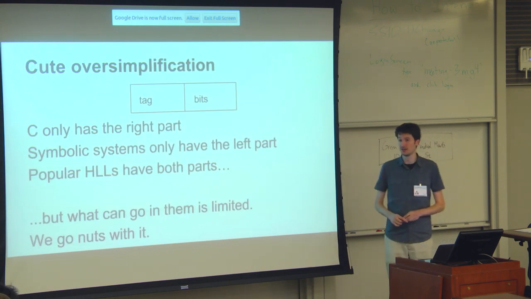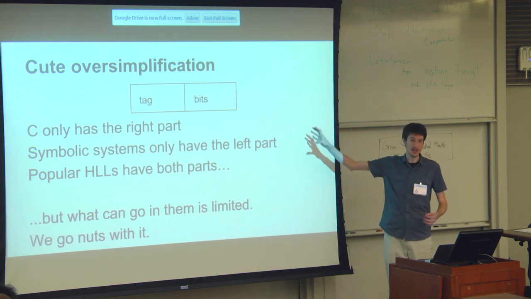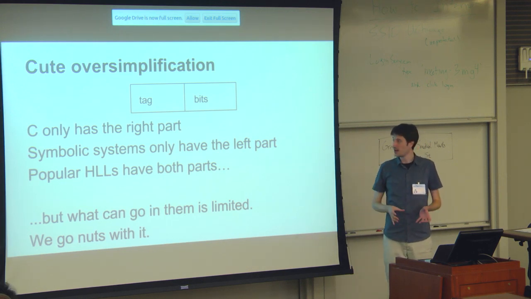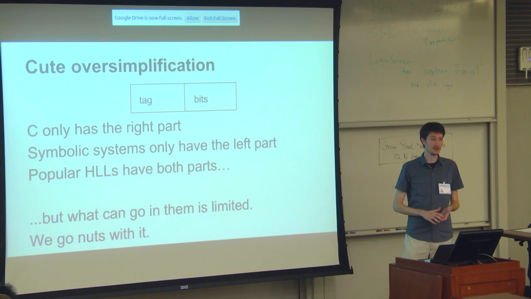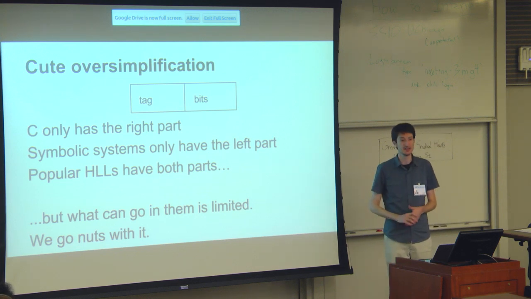So if you think about this dual tag and data arrangement, which is very common, I thought of a cute way to think about it, which is that in a language like C, you basically only have the right thing. You just have bare data. And then on the other end of the spectrum is a symbolic system where you just have expressions with known structure, and it's this known nested structure that everything has. And that's a lot like what the tags are like. This is very hand wavy, but I think it's a neat way to think about it.